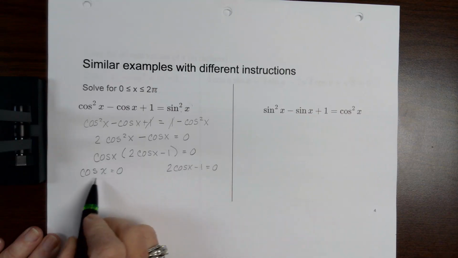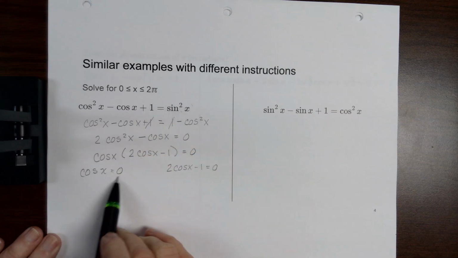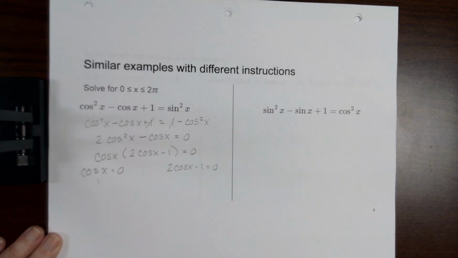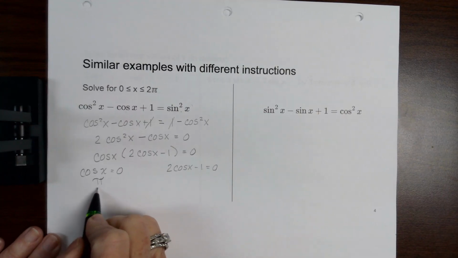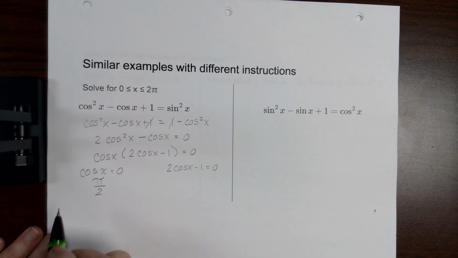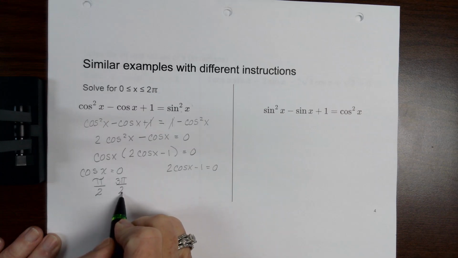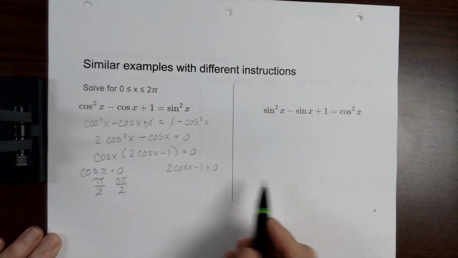Okay, when I solve here, I'm looking for, in radians, wherever the cosine is equal to 0, all the way around the unit circle. So that's at pi over 2, and that would be at 3 pi over 2. Those both are going to give me an answer of 0.